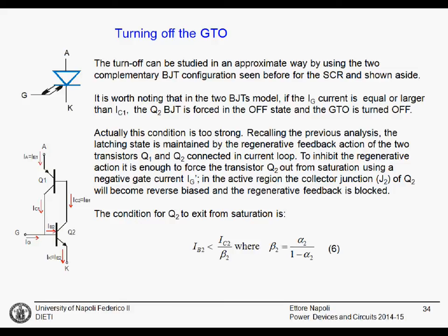and hence if the base current is larger than IC2 divided by beta 2, the device is in saturation. This means that our no saturation equation is base current smaller than collector current divided by beta. Now beta, we know, is the ratio between alpha 2 divided by 1 minus alpha 2.